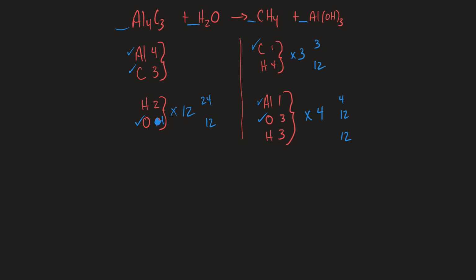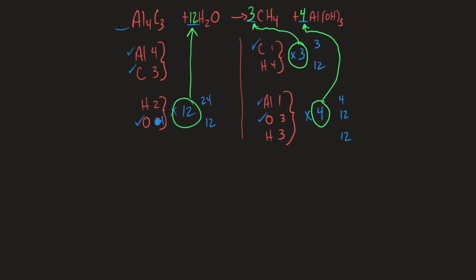So now I've got to make sure that my hydrogen works. If it doesn't, everything has gone wrong. I wrote something down wrong somewhere, right? Because if I change anything else, it's going to alter everything. So if I have 24 hydrogen here on the left, I got 12 up here on the right, and 12 down here on the right. That's a total of 24. So that works really well for me. So this 12 is going to go up here in front of the water. This 3 is going to go up here in front of the methane. And the 4 is going to go here in front of the aluminum hydroxide.